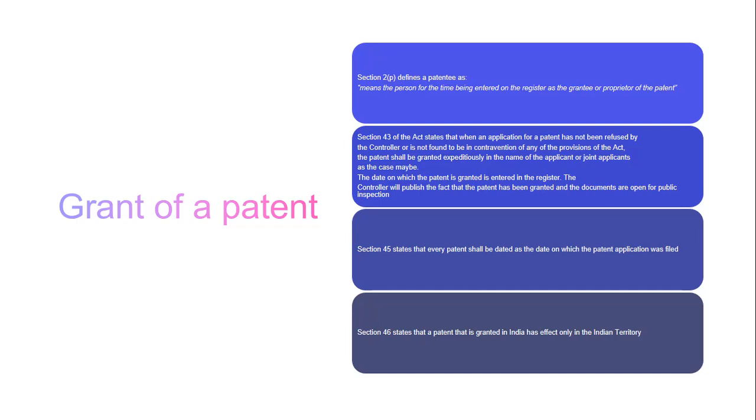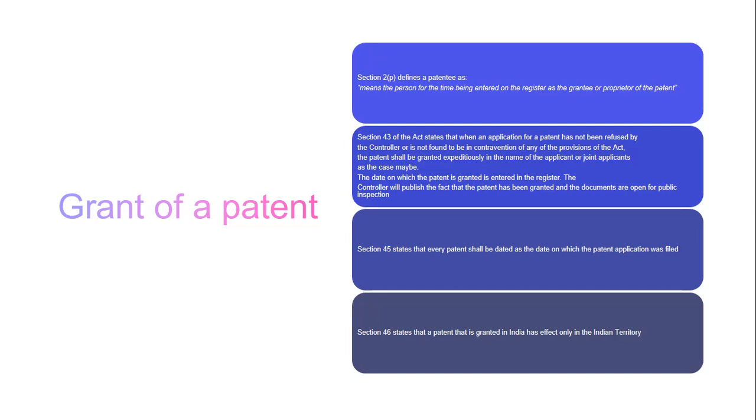Then section 45 says that every patent shall be dated as the date on which the patent application was filed. So this is what I'm trying to say, that the date on which the patent is granted is entered in the register, which is different. But a patent is always dated on the date on which the application was filed. So let's say the application was filed on 1st January 2021, and the patent is granted on 1st January 2024. So the date of grant is 1st January 2024, but the patent will be dated as on the date on which the patent application was filed, that is 1st January 2021. So this is important to note.